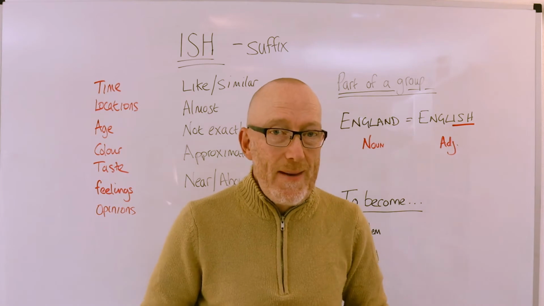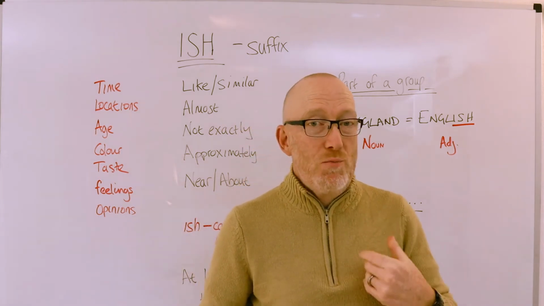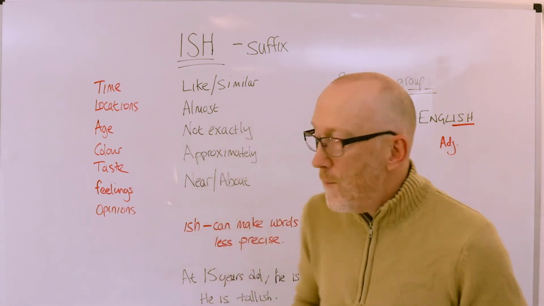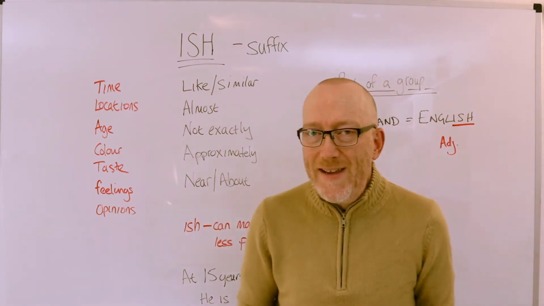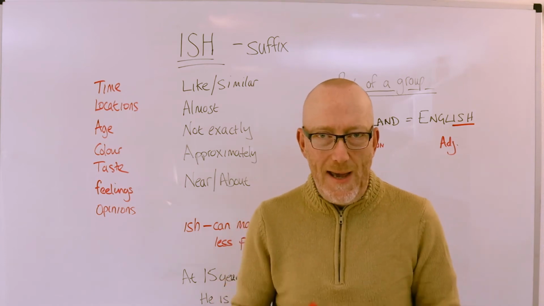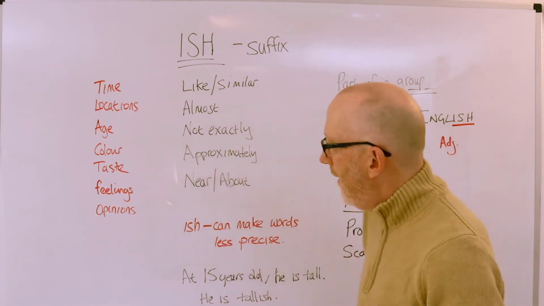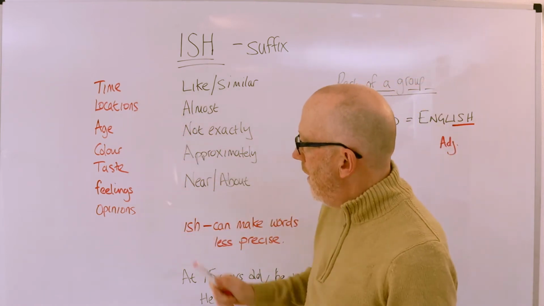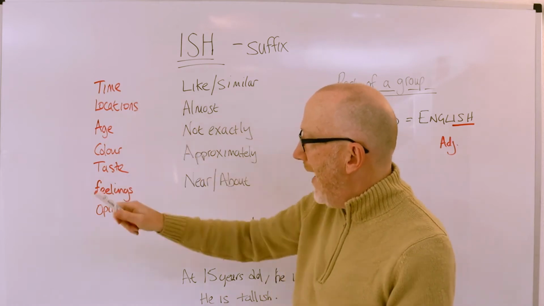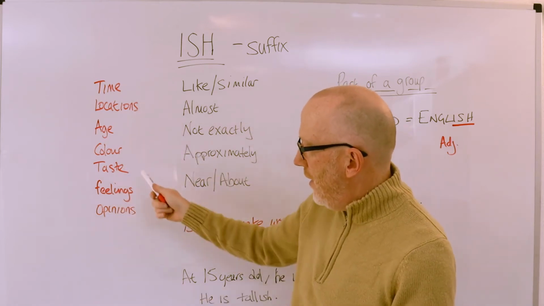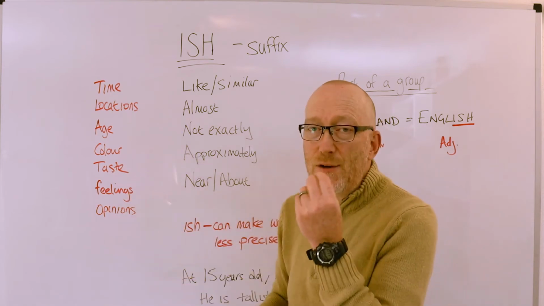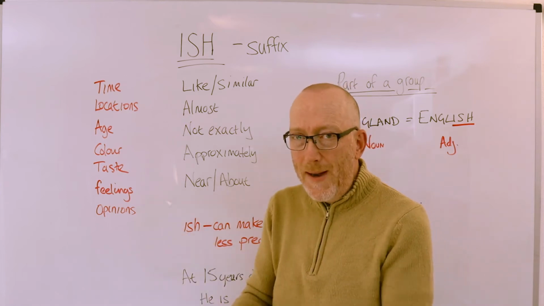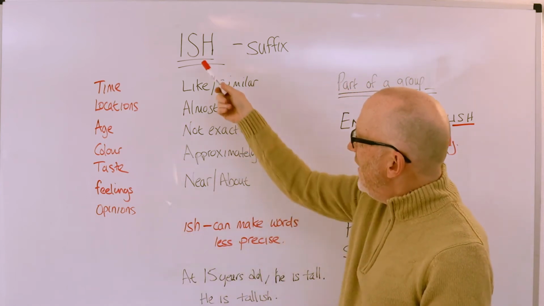And I want you guys to be able to use ish to sound much more fluent when you are speaking English. So, I've listed some of the reasons why I use ish on a regular basis. And these are some of the things that I might be talking about, such as time, a location, the age, colour, taste, as in how does something taste in your mouth, how do you feel right now, or when I'm giving my opinion.